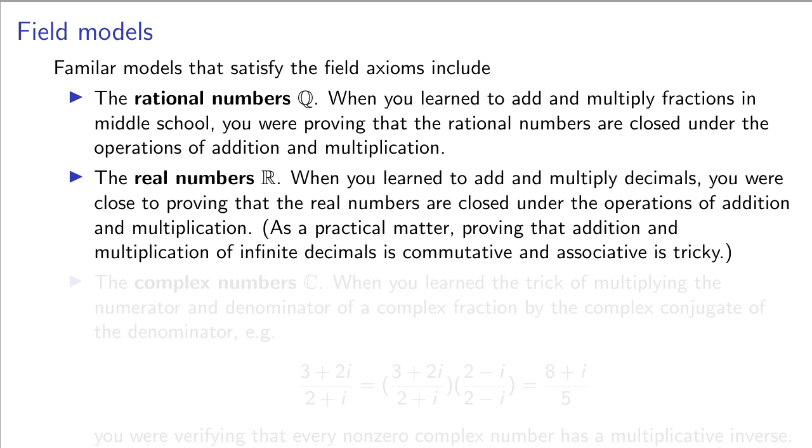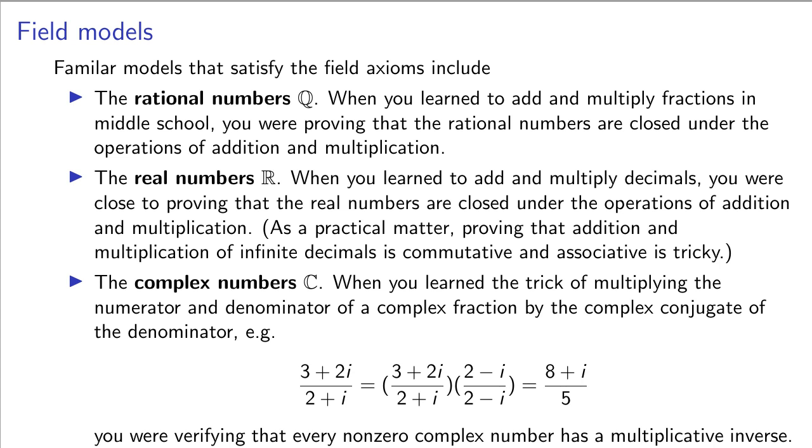When you moved on a year or so later to decimals and accepted the idea that a decimal could have as many digits after the decimal point as you like, you were very close to working with the field of real numbers. And adding and multiplying decimals showed you how to implement the fact that these real numbers are closed under addition and multiplication.